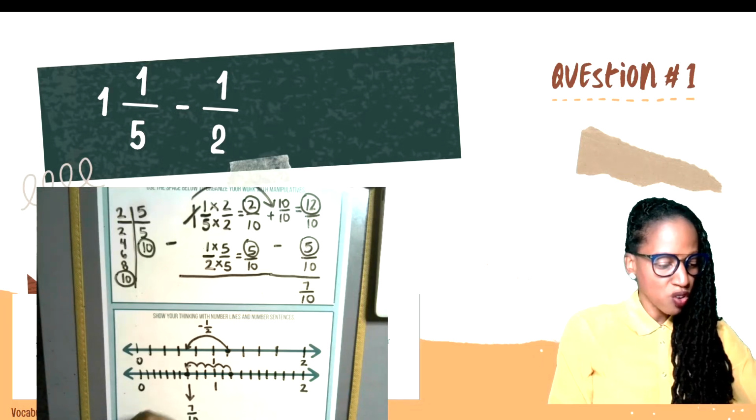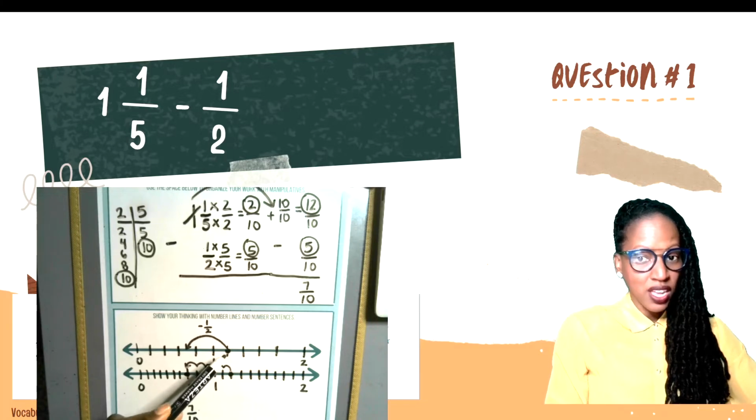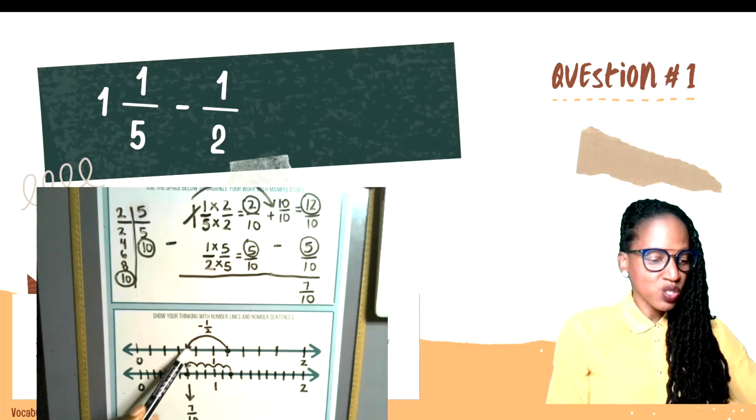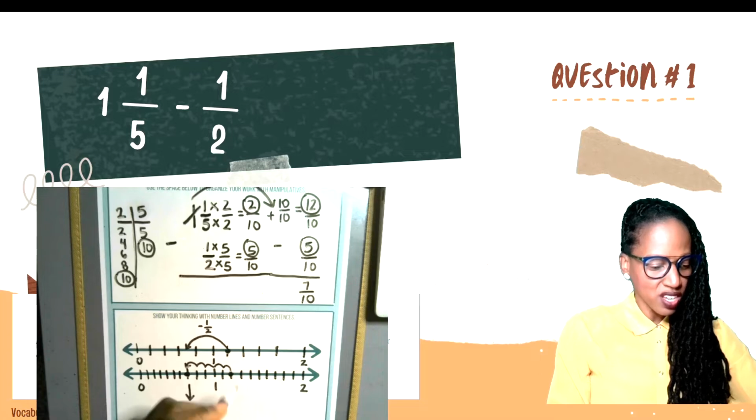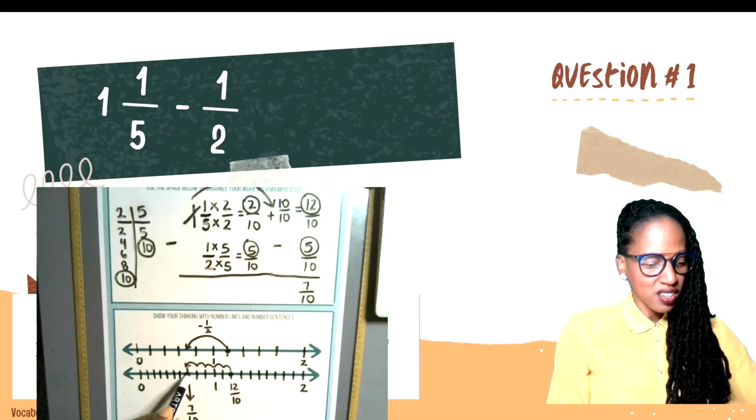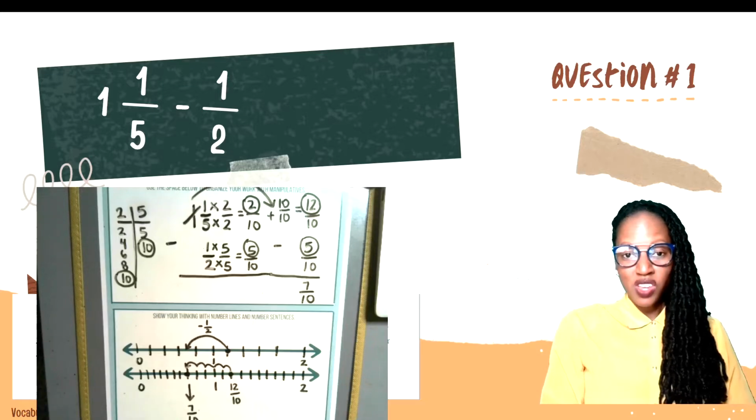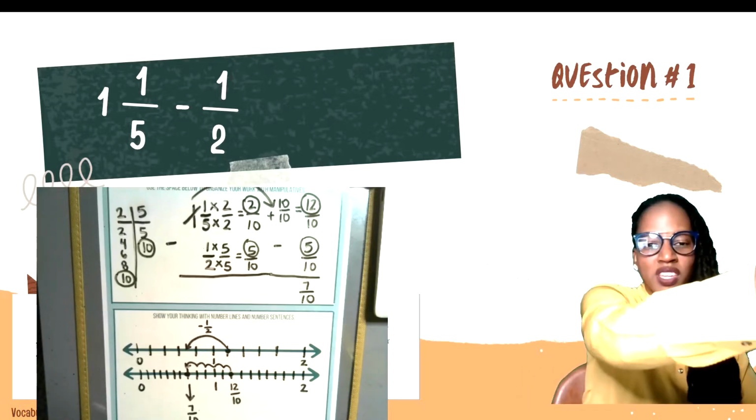So we've just shown that 1 and 1/5 minus 1/2 is the same thing as 12/10 minus 5/10. So that's how we would model an example like this on a number line.